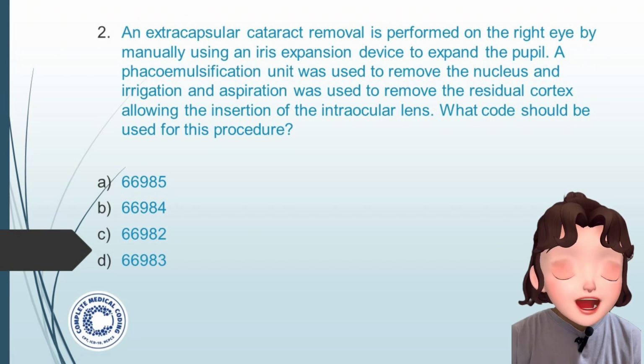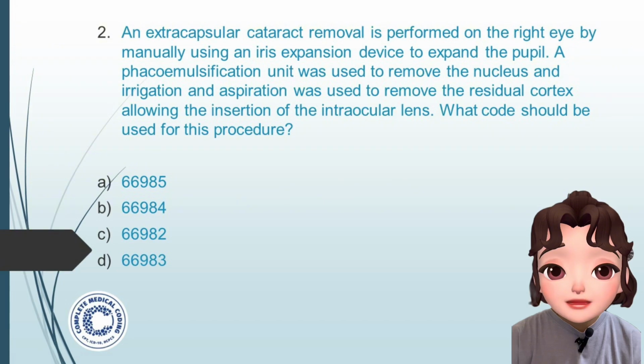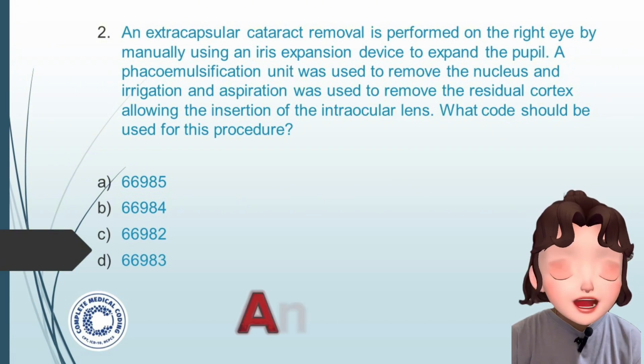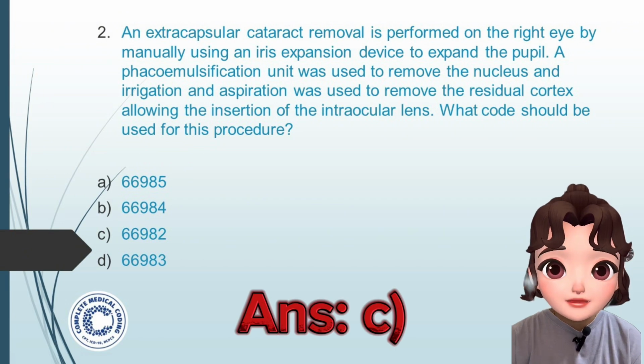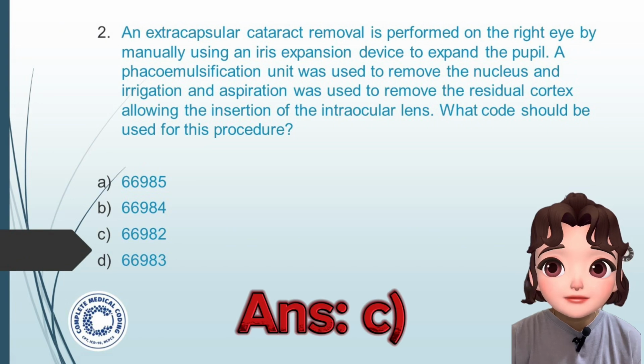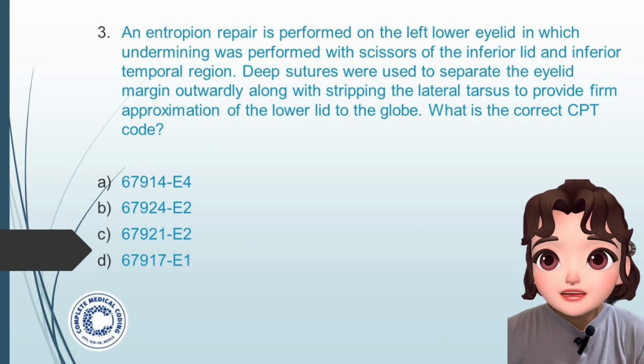Okay. So iris expansion device, here in the question it's written there, manually using an iris expansion device to expand the pupil. So our correct answer is option C, 66982. Okay, this is how you need to find the codes. You need to compare the codes. Now let's move to the third question.